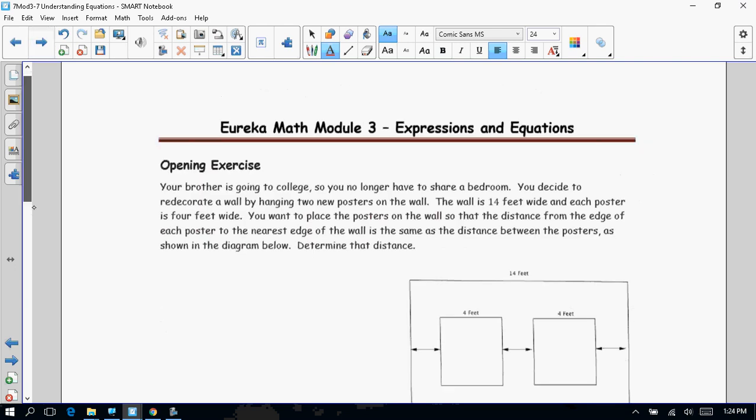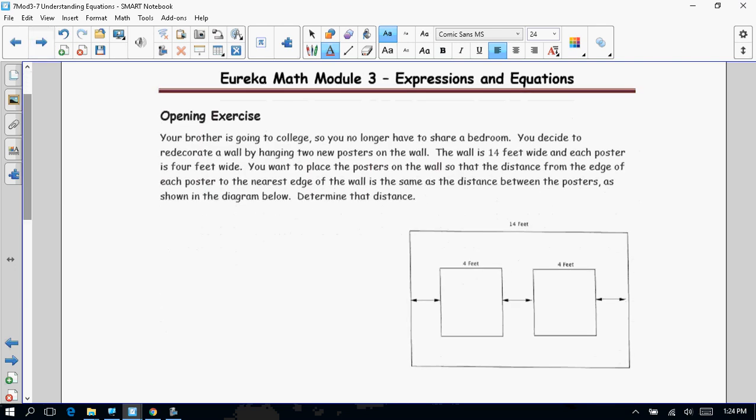All right, your brother's going to college and you no longer have to share a bedroom. So you decided to redecorate the wall by hanging 2 posters on the wall. The wall is 14 feet wide and each poster is 4 feet wide. You want to place the posters on the wall so that they are the same distance from the edge of each poster to the nearest edge of the wall, and it's the same distance between the posters. All right, so if you take a look, there's our diagram.